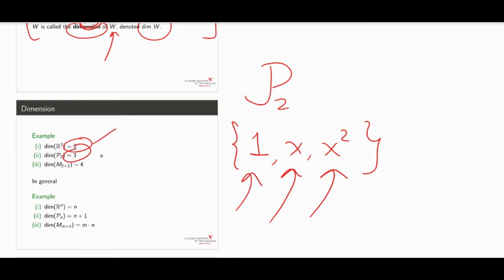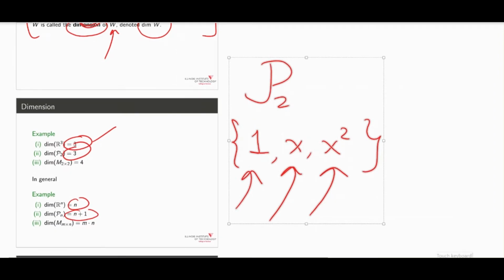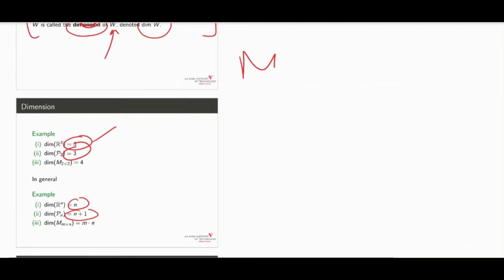Now you can extend this result pretty easily to see that the dimension of Rn is n and the dimension of Pn is n plus 1. Okay? All right. So now the vector space which consists of all the 2x2 matrices.